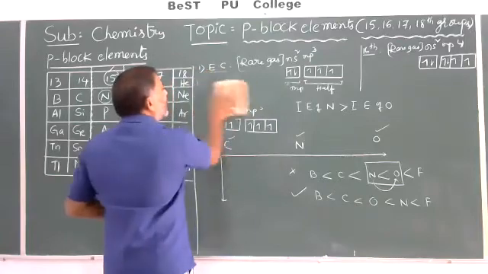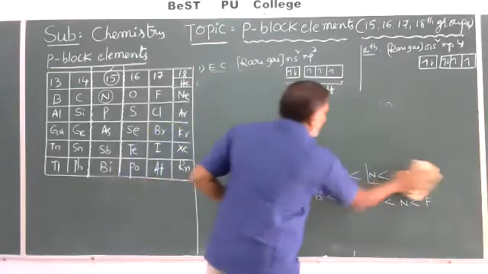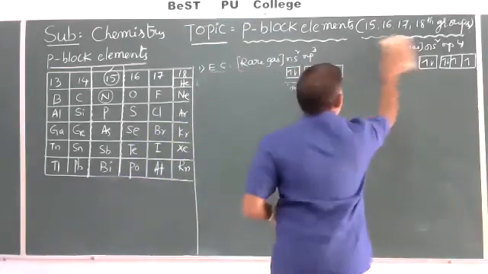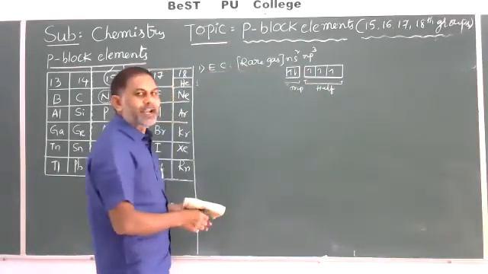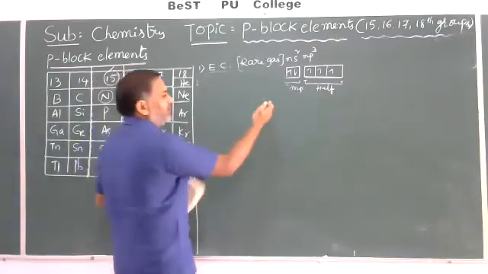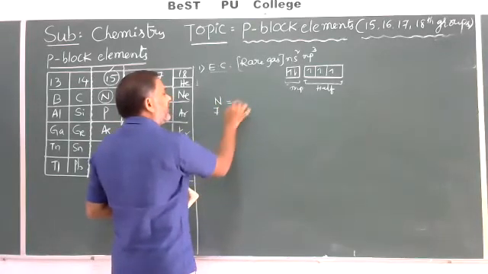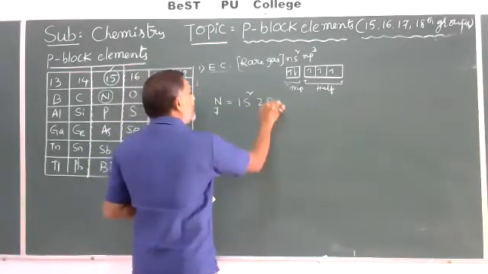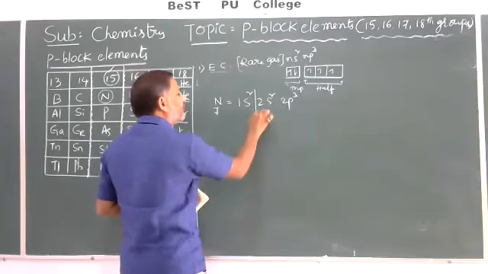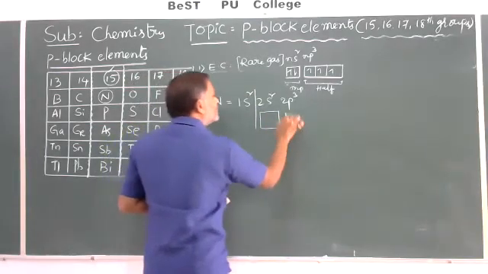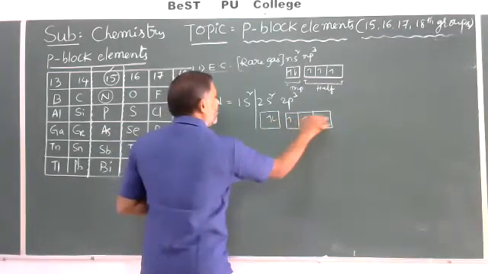Anyhow, now the main important thing is only the general electronic configuration of the 15th group elements. Once we observe nitrogen, already explained to you, its atomic number is 7 and its electronic configuration is 1s2, 2s2 and 2p3. This is the outermost orbit of nitrogen. Here 2s2 and here 2p3. Here 2 electrons and here 1, 1 and 1.